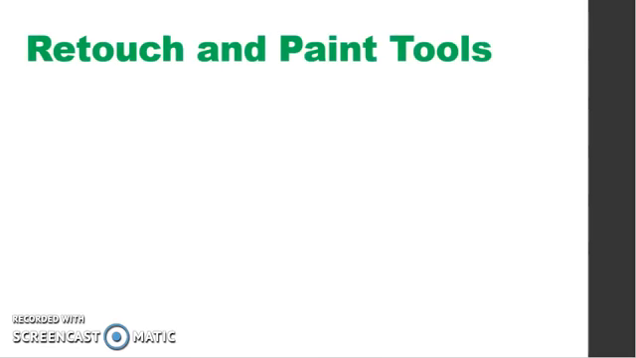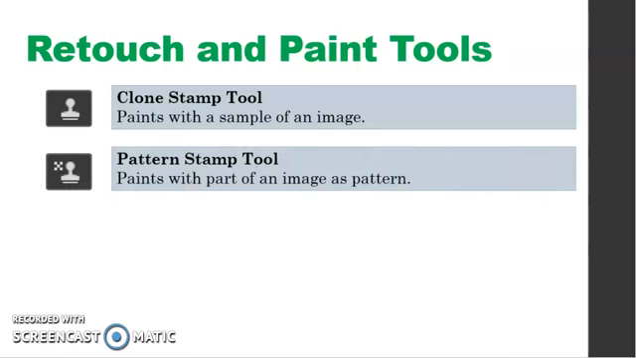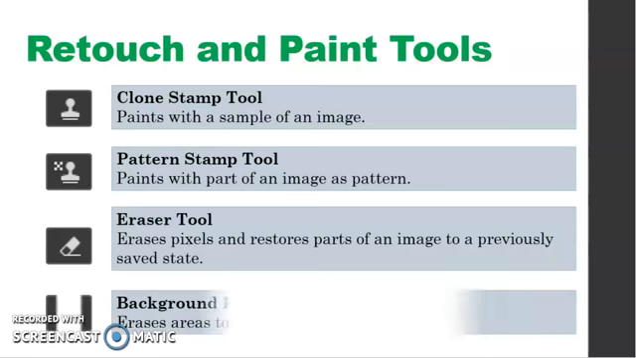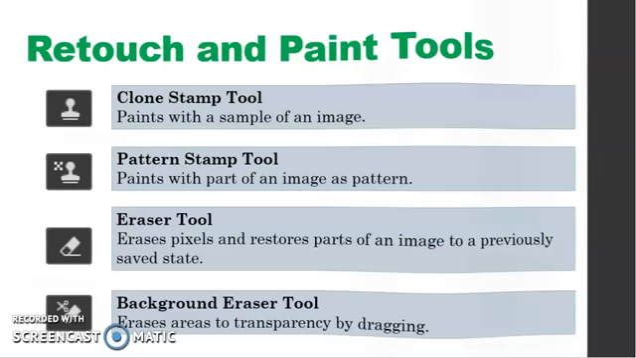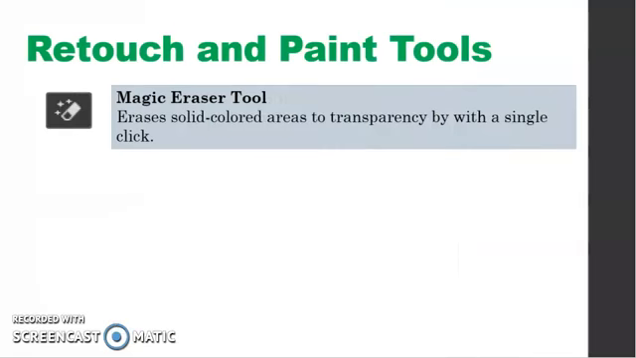And still under the retouch and paint tools, the clone stamp tool paints with a sample of an image. Pattern stamp tool paints with part of an image as a pattern. Eraser tool erases pixels and restores parts of an image to a previously saved state. And we also have the background eraser tool. It erases areas to transparency by dragging. Still, we have the magic eraser tool. It erases solid color areas to transparency with a single click.